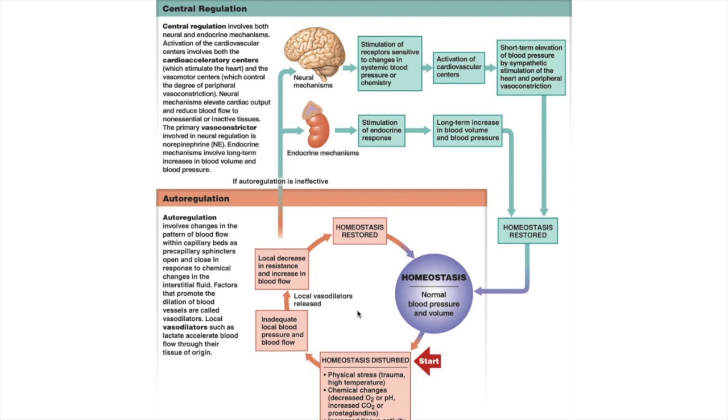But sometimes you need more than this. So the endocrine and nervous systems will try to increase the blood volume and blood pressure using hormones or stimulating the cardiovascular center. And that can also help change our blood pressure, increase it if needed.